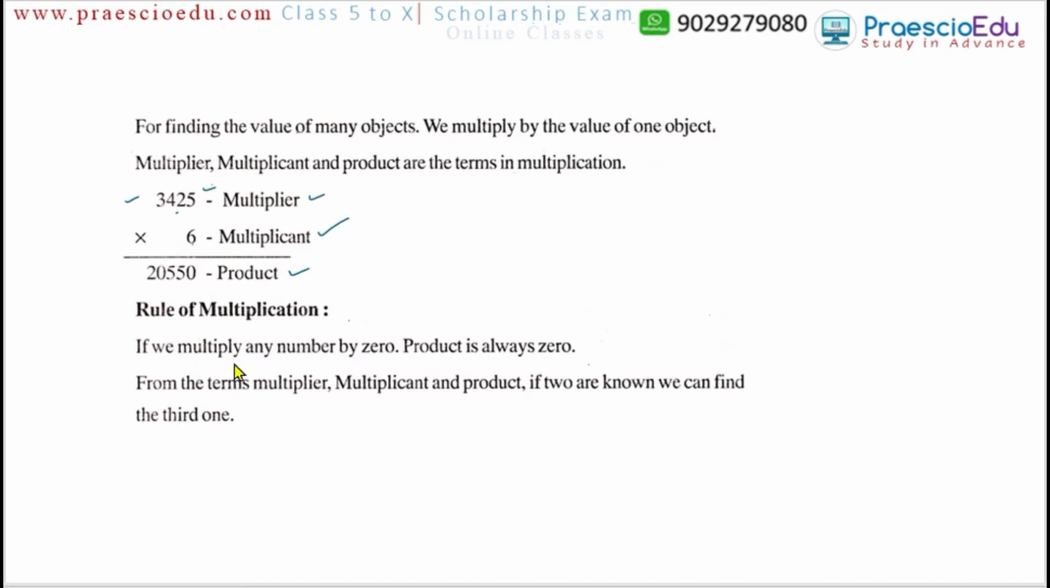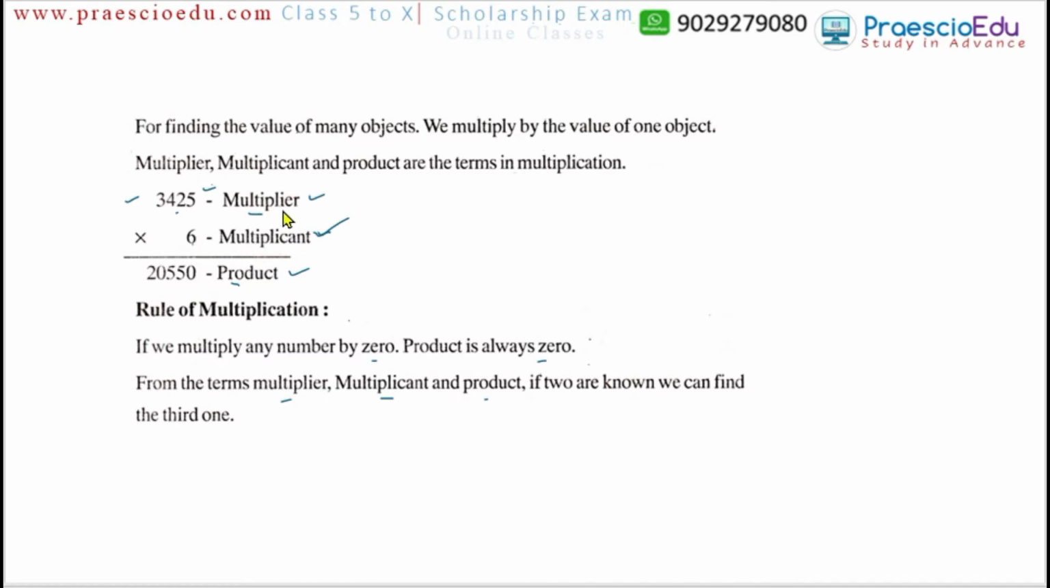Some rules are there. If we multiply any number by 0, the product is always 0. This is very important. And if you multiply any number by 1, the product is always that number itself. Out of multiplier, multiplicand and product, if we know any two, we can find the third one. Suppose we know the multiplier and the product, then we can find the multiplicand, but for this we have to use another operation, division.